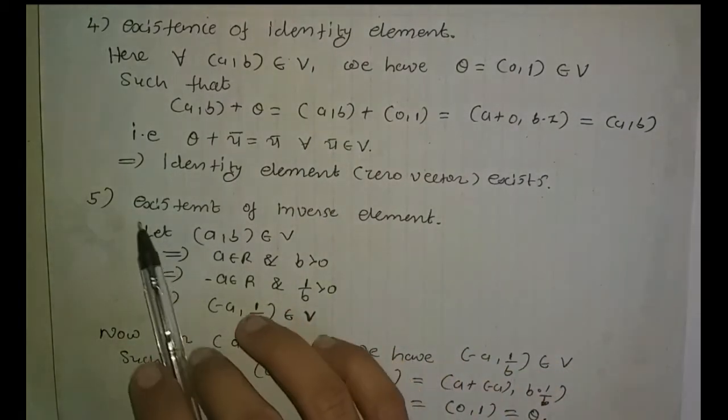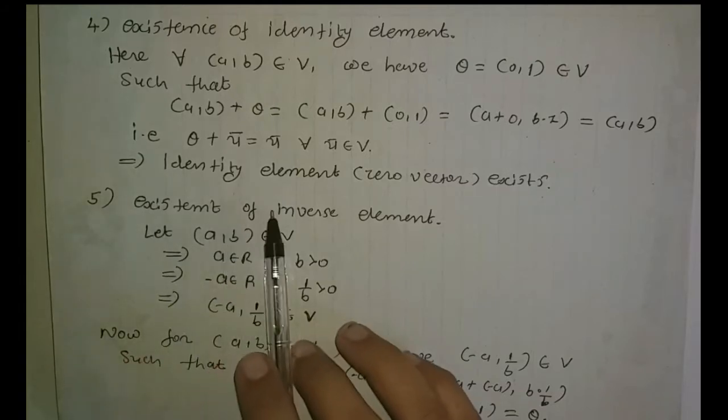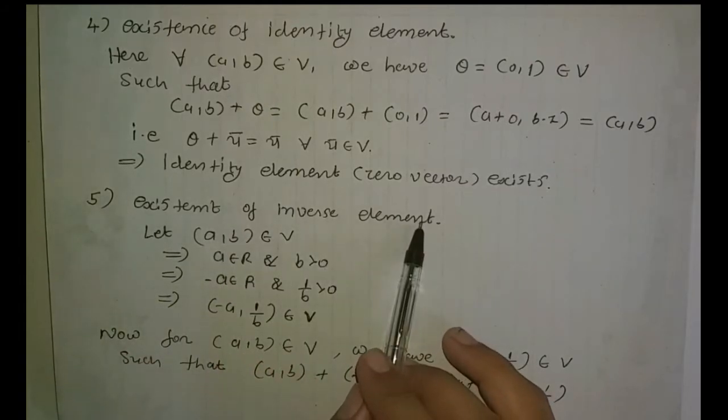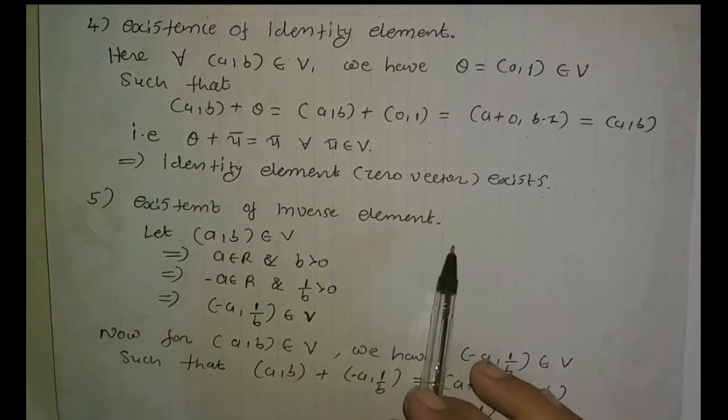Now the fifth property is the existence of inverse element, or we can say the existence of additive inverse.